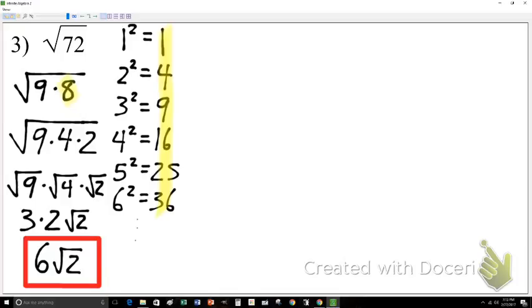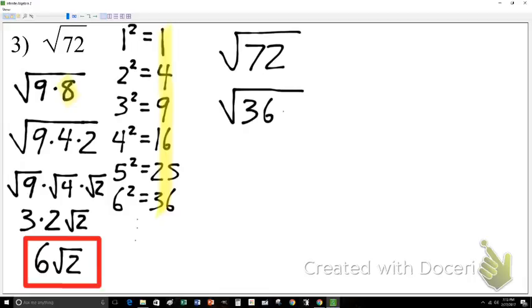Alternatively, we could have realized that the largest perfect square we can factor out of 72 is 36. So we can break up the square root of 72 as the square root of 36 times 2. And then we just need to take the square root of each. So we'll have the square root of 36 times the square root of 2. The square root of 36 is just 6.